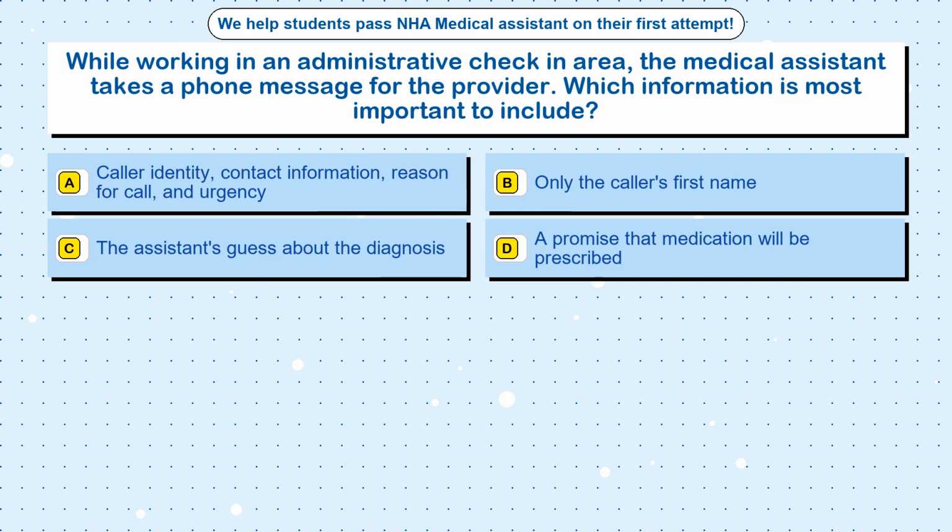Question 55. While working in an administrative check-in area, the medical assistant takes a phone message for the provider. Which information is most important to include?